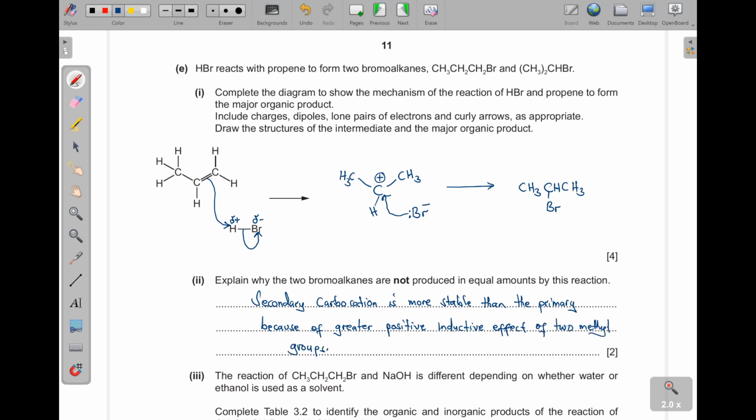Or you can even say the primary carbocation is less stable compared to the secondary carbocation, and then you talk about this one here having one alkyl group. I mean the primary carbocation. It is formed from the primary carbocation, and this one is formed from the secondary carbocation. Whatever, you have to talk about the stability of the carbocation and which one has a greater positive inductive effect. So stability of the carbocation and then the inductive effect. Those are the two points that must appear in your answer.